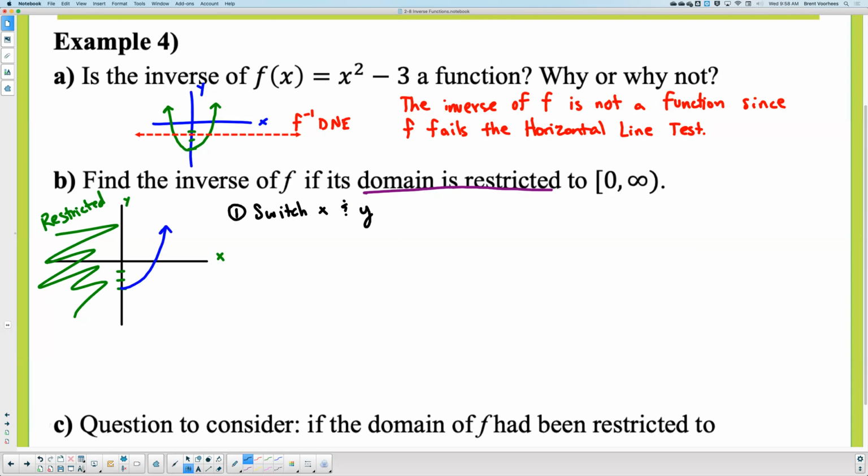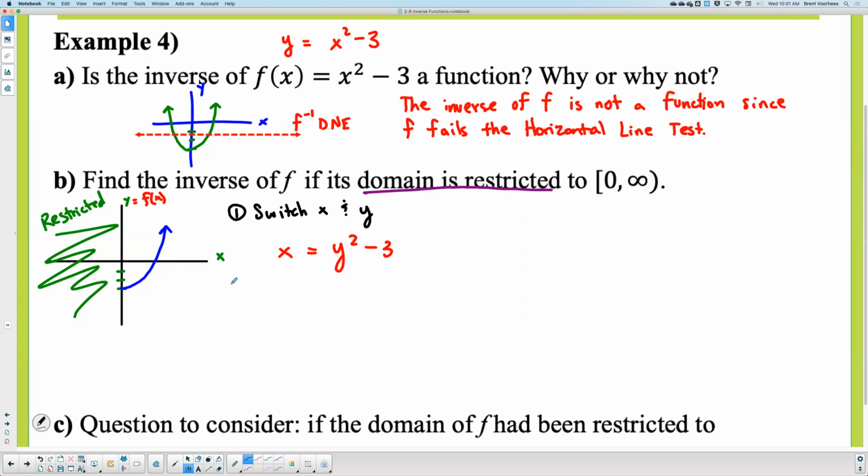Hey, Chris, make sure you're with me here. So I'm going to switch x and y. In this problem, what represents y? That's right. Y equals f of x. So we're going to say this equation becomes x equals y squared minus 3, because y is the same thing as f of x. When we graph, f of x is represented by the y's. So I first switch x and y.